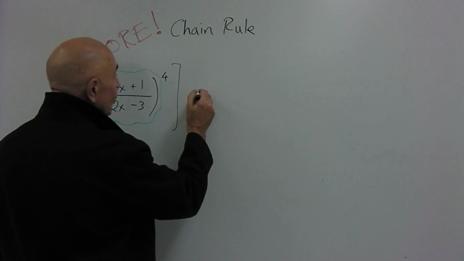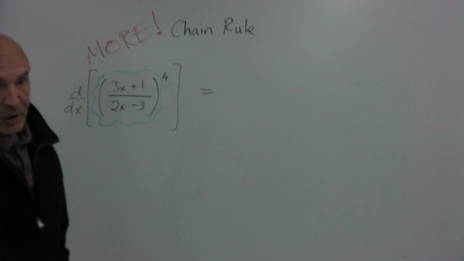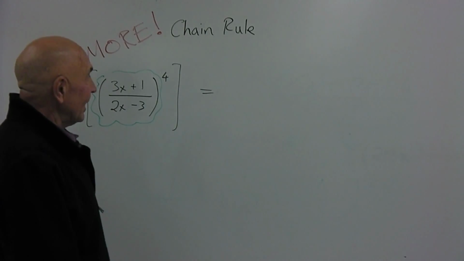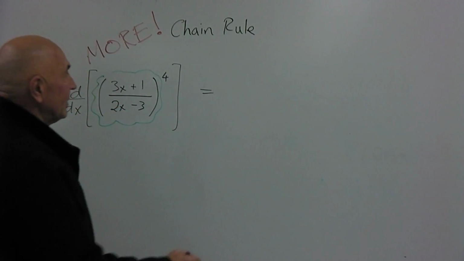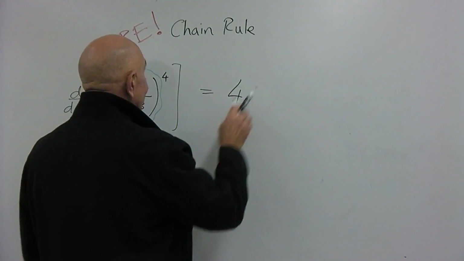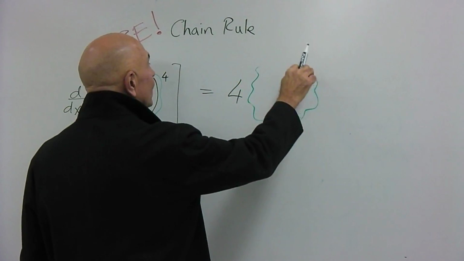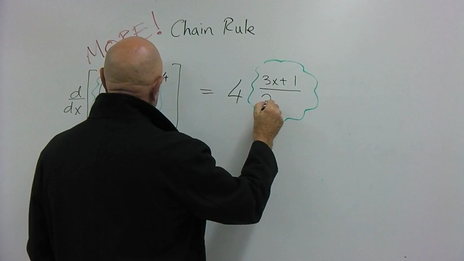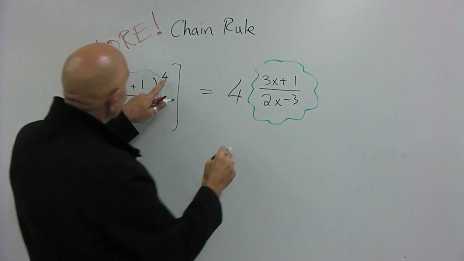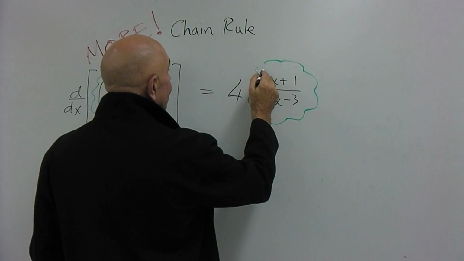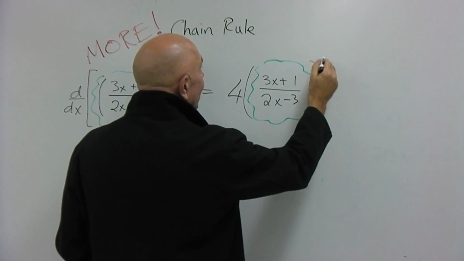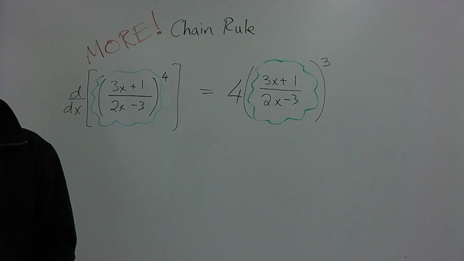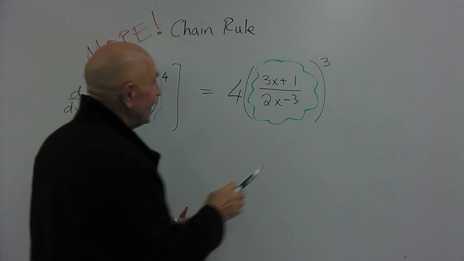So according to the chain rule that we learned in the last video, and you better go back there if you haven't watched it, because then you won't know what I'm talking about, is 4 globs, 4 times the glob. Remember, another name for this was the glob rule. So here's the glob, 3x plus 1 over 2x minus 3, raised to the 4 minus 1, which is 3. I don't know where to put these glob outlines sometimes. There it is, 4 times the glob to the third power, times the derivative of the glob.